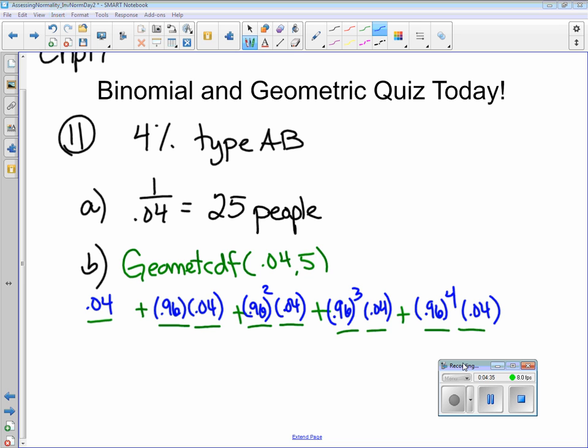That's just my opinion. Okay, part C says, what's the probability that the first type AB donor will be found among the first 6 people? Well, what's the only thing we have to do differently here?